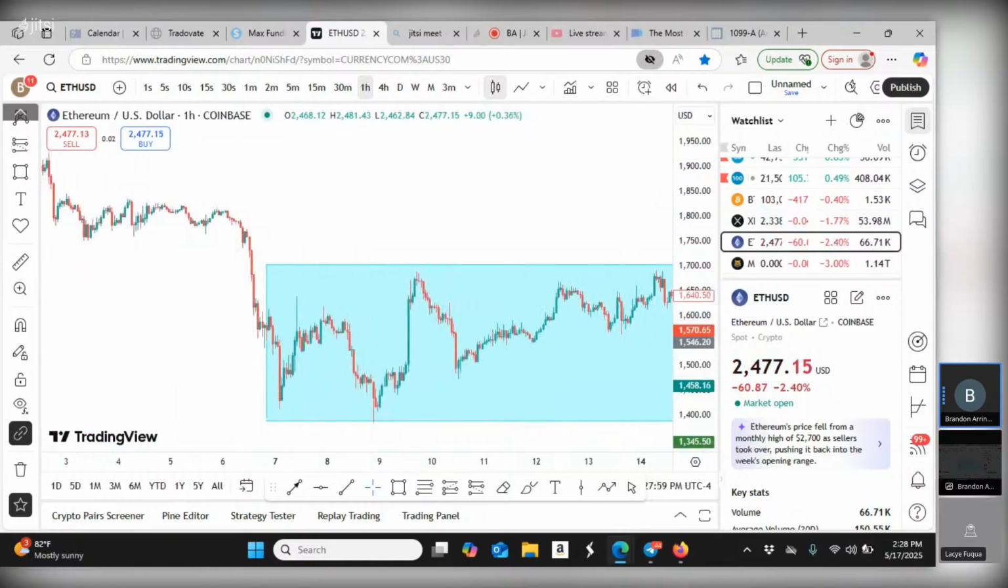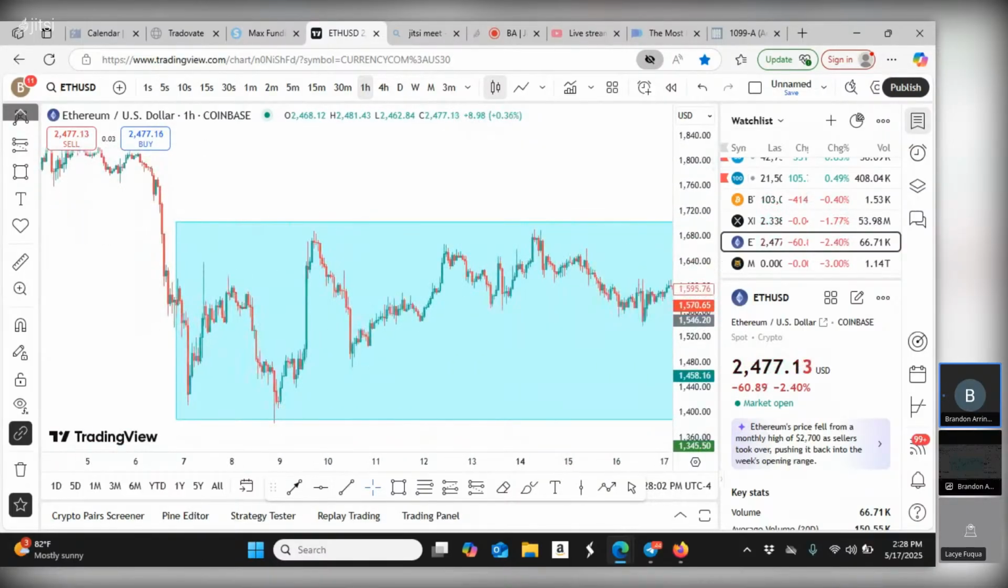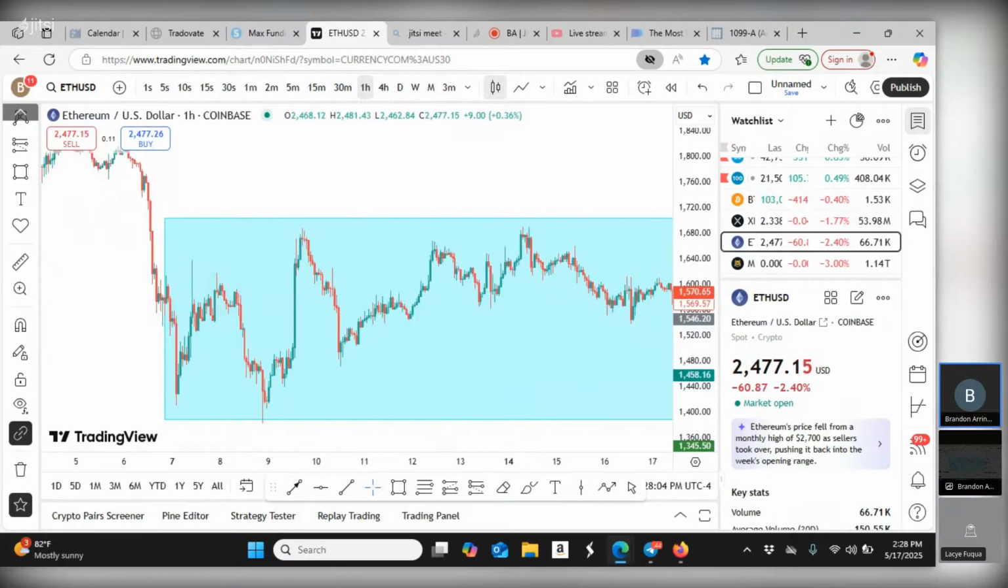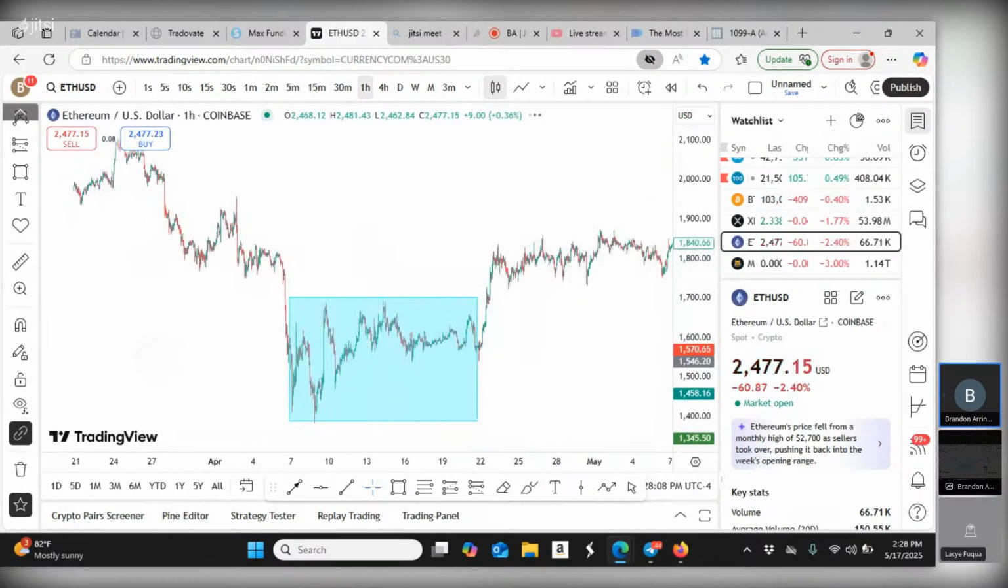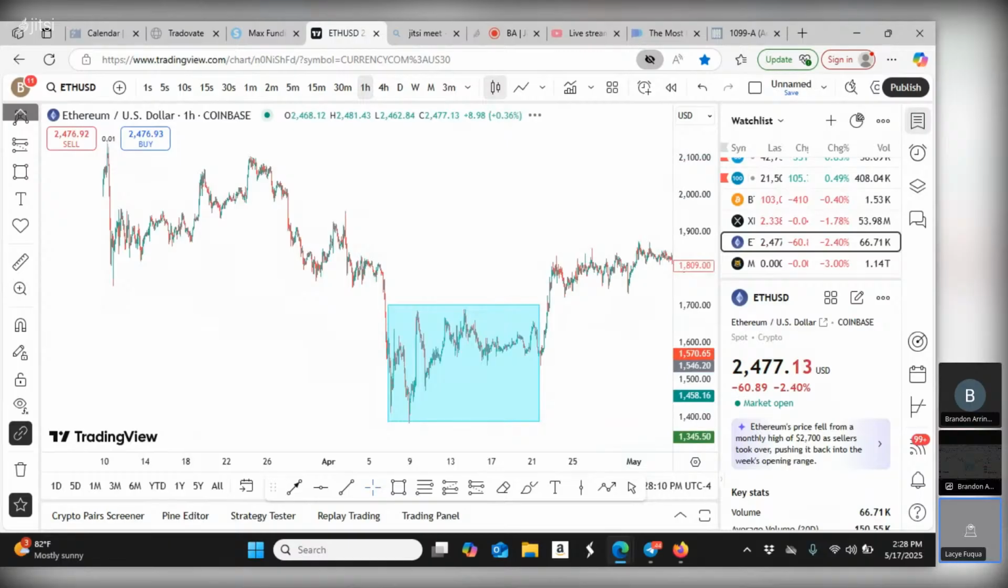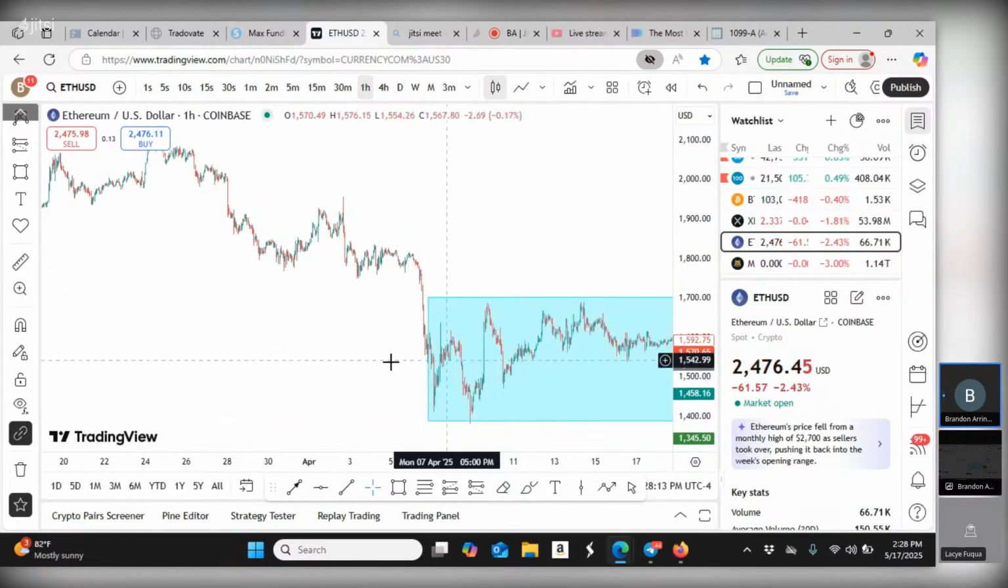Depending on how long price accumulates like that, you got to let it build up, especially from a strong decline. How long is this decline? Like this one right here.